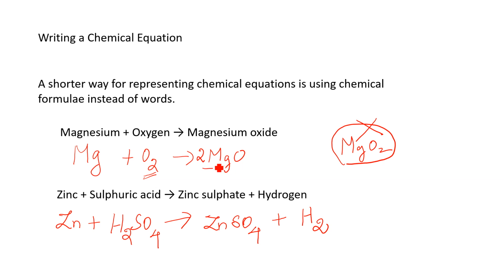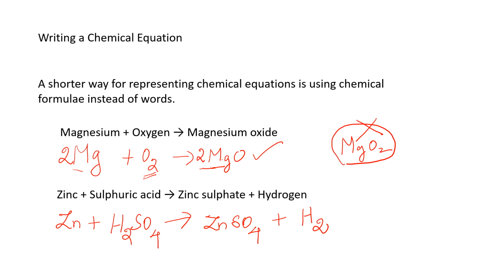Now, magnesium is 2. 2 magnesium on the product side. But on the reactant side, we have only 1. So, make this as 2. Now, you check. Magnesium is 2 on both the sides. Oxygen is 2 on both the sides. So, this reaction is balanced. Okay, you got it? Now we'll move on to the next equation.